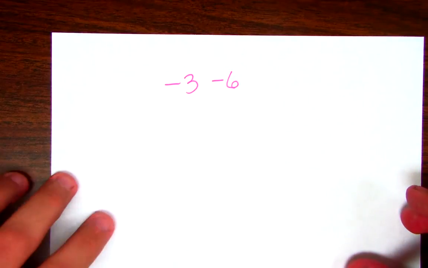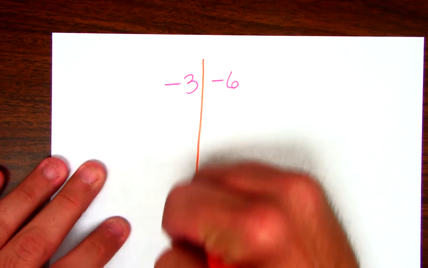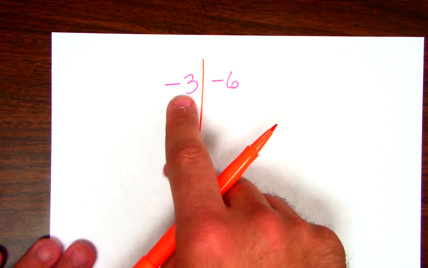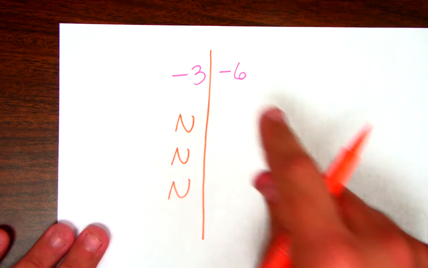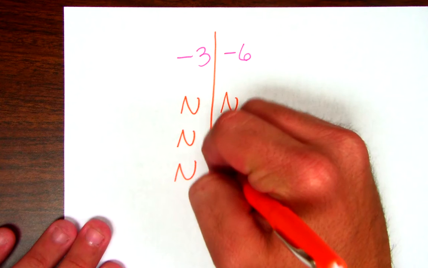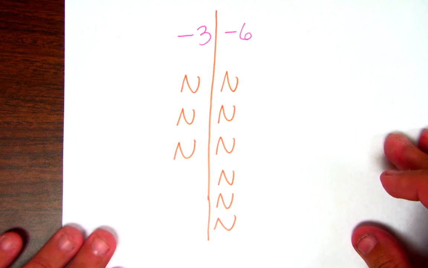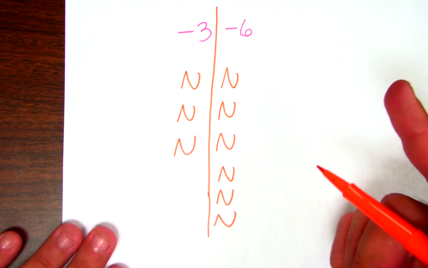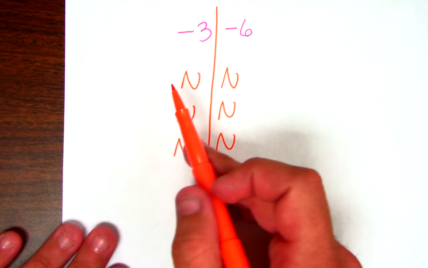Alright, a couple more examples. Ooh, this one's a little bit trickier here. So start by separating out each term. On the left side here, I have 3 people with negative attitudes. But on the right side, I have 6 people with negative attitudes. Well, if you notice here, there's no zero pairs. I can't cancel out a negative with a negative. It has to be a negative with a positive, which is what we don't have.